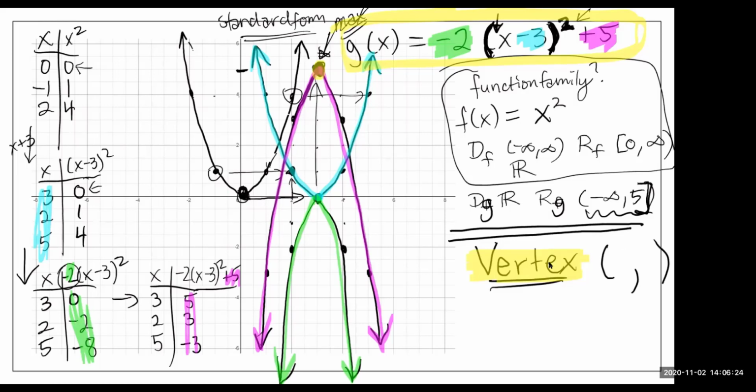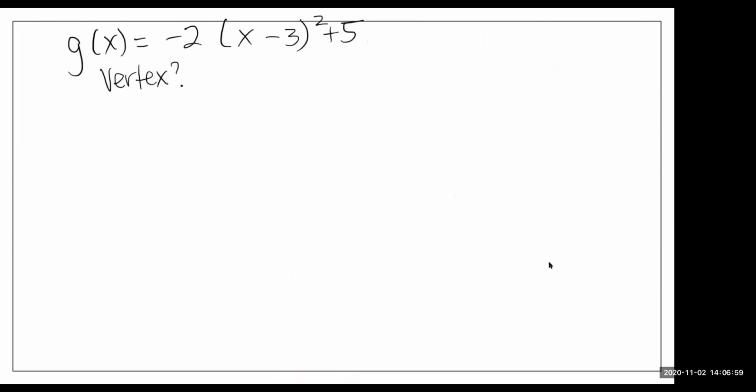Here, 3, 5, right? Let's just say you only saw that function. Could you figure out what the vertex is? You could basically look at this here, because in general, just like for circles, remember we had a center for circles?